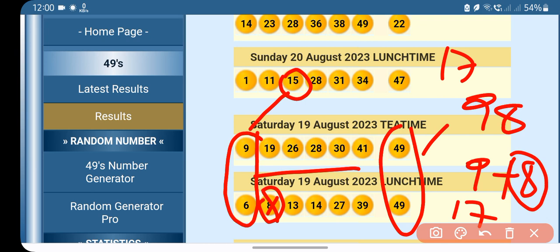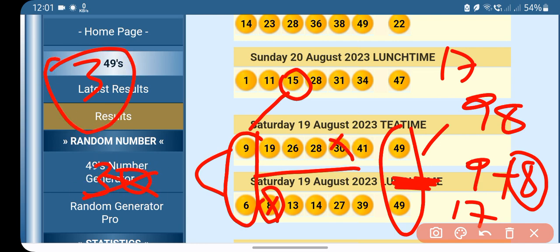And on the other side, we have to say 3 because we minus this way with that. It's going to be 3, 9 minus 6. Then we are not going to subtract here on this side because we know that we don't have zero on UK49's. So now we have these three numbers and we know zero can be 30, but 30 is there. We are not going to use that 30.